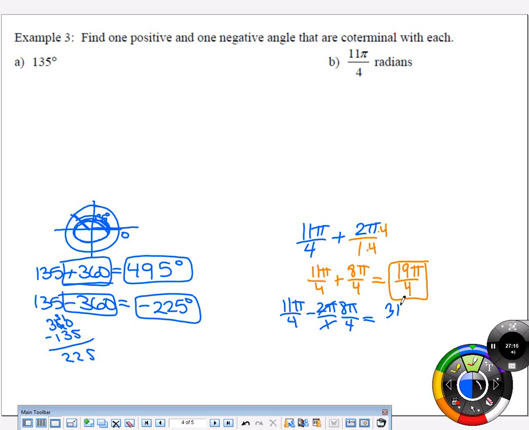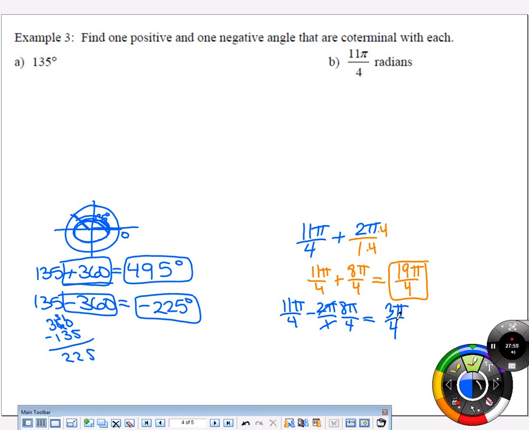Okay. All right. Did I accomplish my goal just now? What did I need to do to answer this question? Look back up at the directions. I need one positive and one negative coterminal angle. Okay? I found a positive coterminal angle. Did this accomplish my goal of finding a negative coterminal angle? Is 3 pi over 4 negative? No. How is that possible? I did what I was supposed to do and I didn't get a negative. Holly? Well, we'll see if it works out in this case.